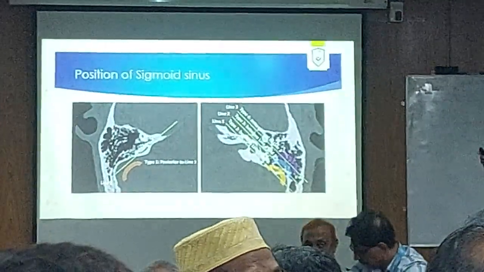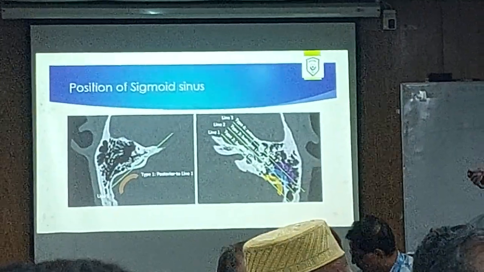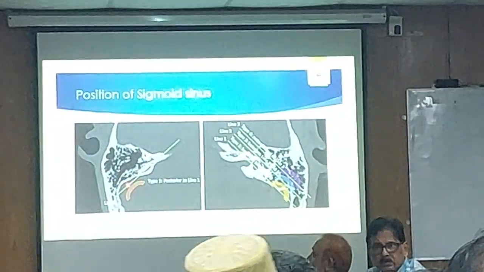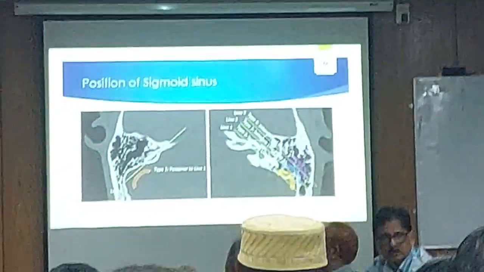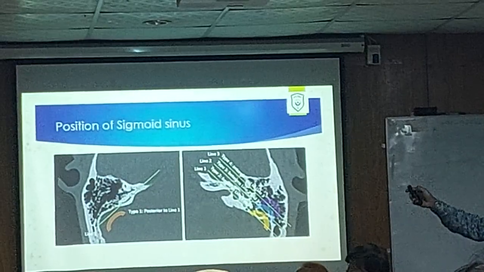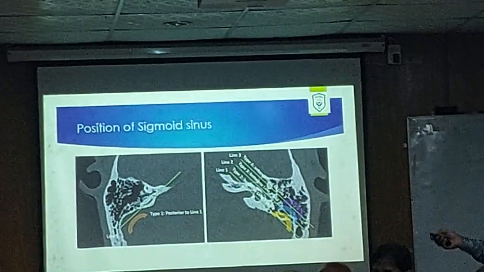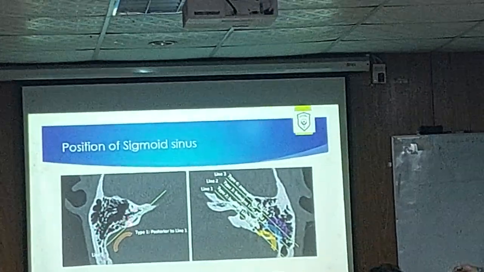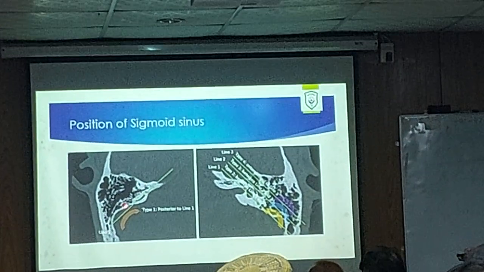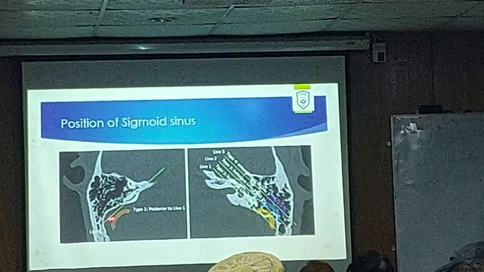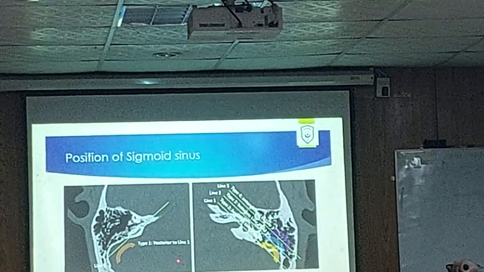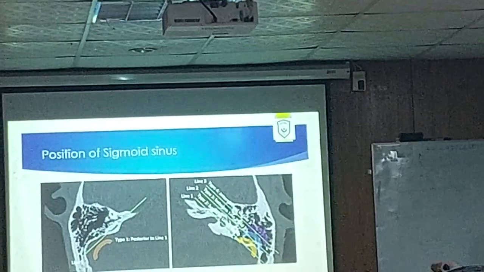So this is another landmark for mentioning the position of the sigmoid sinus. Very important. We can easily look for an anteriorly placed sigmoid sinus. This is the landmark: the posterior semicircular canal, the long axis of the posterior semicircular canal. Draw a line. If it is anterior, then it is anteriorly placed. If it is along or posterior to the line, this is the normal position.